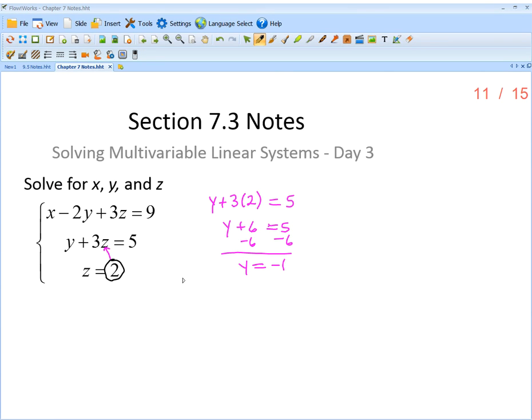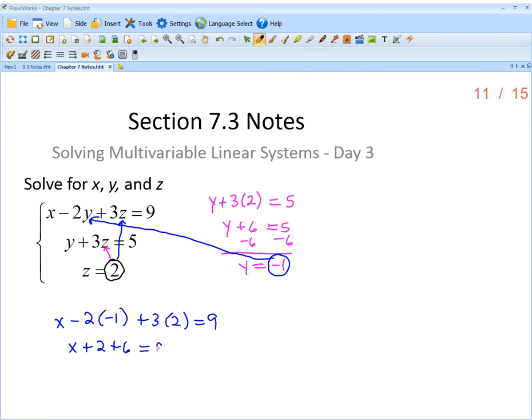All right, once I have a y, I also already have z, so I just need to find x. So at this point, I'm now going to replace the y with negative 1, the z with the 2, and I rewrite x minus 2 times negative 1 plus 3 times 2 equals 9. Solving, I get x plus 2 plus 6 is equal to 9. So x plus 8 is equal to 9.